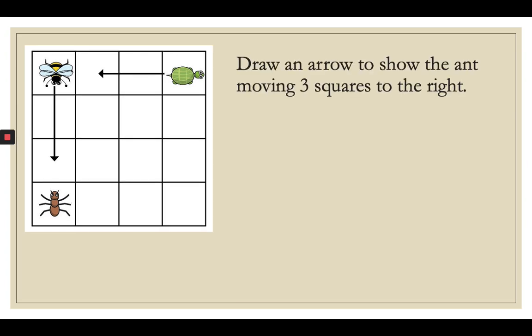Okay. Another type of question here. We've got to draw an arrow this time. Well, I'm going to do it and you're going to help me know where to draw the arrow. Draw an arrow to show the ant moving 3 squares to the right. So this is the ant. Okay, he's facing in this direction.